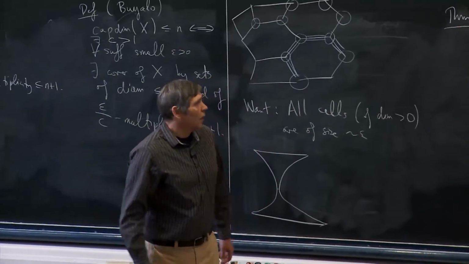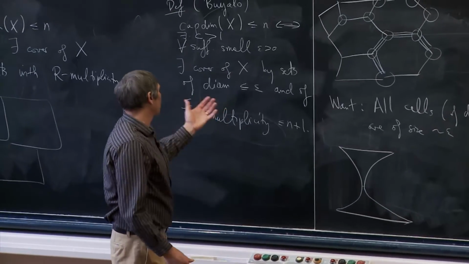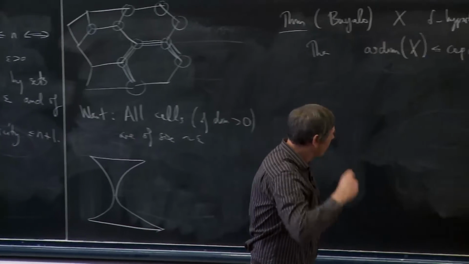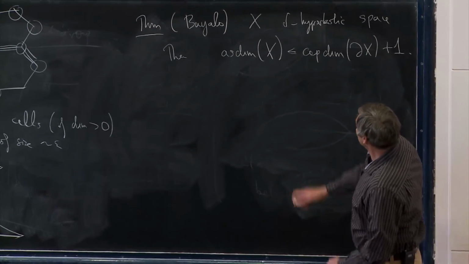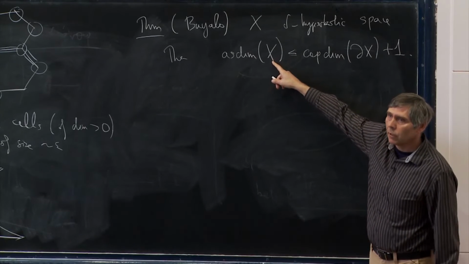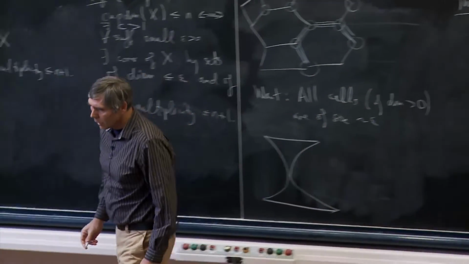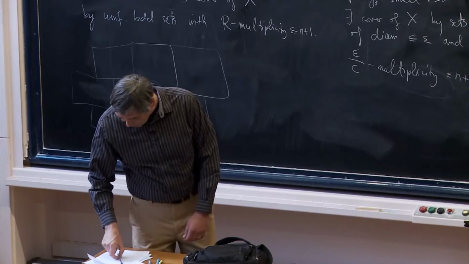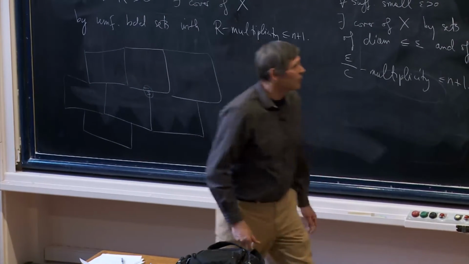This theorem is not too difficult. You can prove it with some work from the definitions. But there's a deeper theorem, which we won't use, that's due to Buyalo and Lebedeva, that says that equality actually holds if x is the Cayley graph of a hyperbolic group. Okay, but we will only need this inequality. So this ends the first part that's about dimension theory.